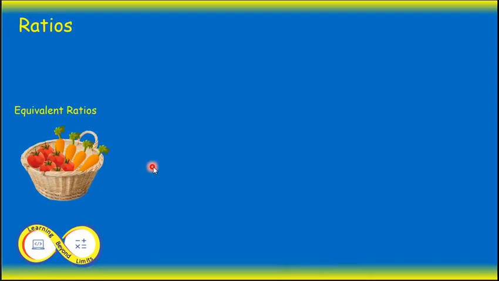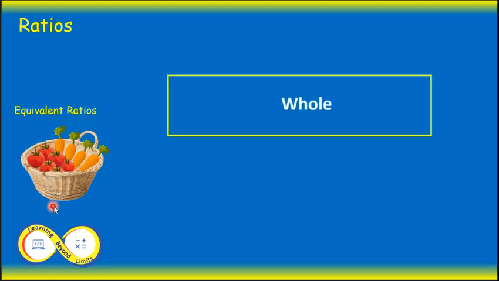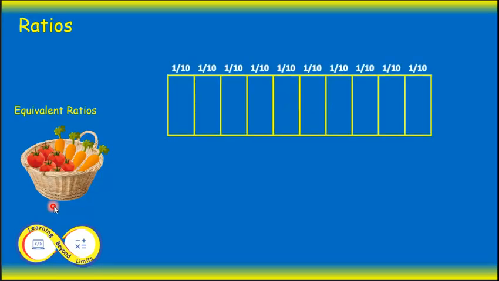Take, for example, this basket. In this basket, we have 4 carrots and 6 tomatoes. If we want to express this as a ratio fraction, then we can represent the whole like this. And because we have 10 items, we will divide the whole into 10 pieces to represent each item.